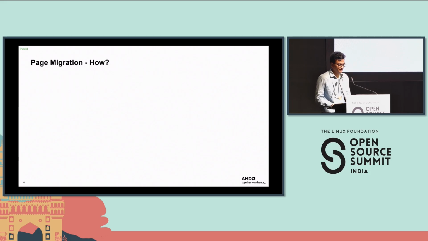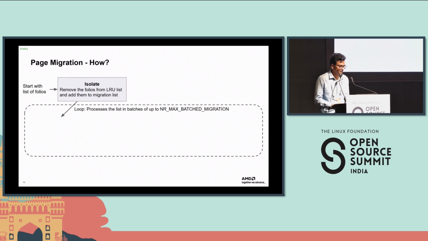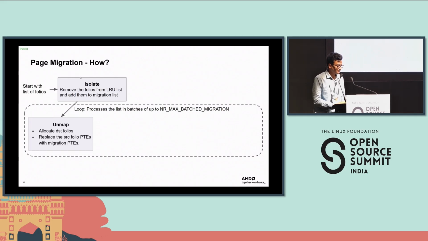Now we saw the what and why. Let's see how. First we start with a list of folios. Then this list of folios is isolated, which means we remove the folios from the LRU list and then add them to a migration list. Then we process the list in batches of up to NR_MAX_BATCHED_MIGRATION. So this whole page migration is a multi-phase process, and it happens in batches. Now we have a batch of some folios.